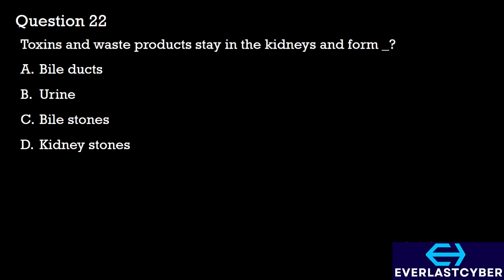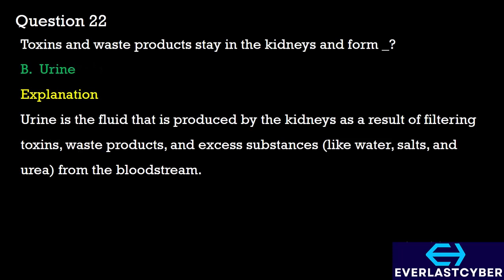Bile stones, also known as gallstones, are hardened deposits that form in the gallbladder due to excess cholesterol or bilirubin, not from the waste filtered by the kidneys. Kidney stones are solid crystals that form in the kidneys from excesses of calcium, oxalate, or uric acid. While they are related to waste processing in the kidneys, they are not the liquid substance excreted by the kidneys. So our answer here is option B, urine.